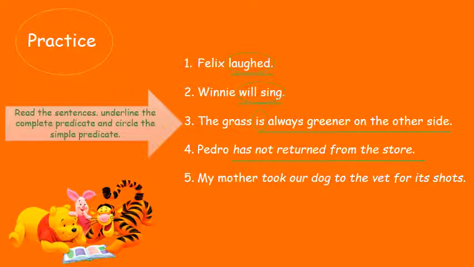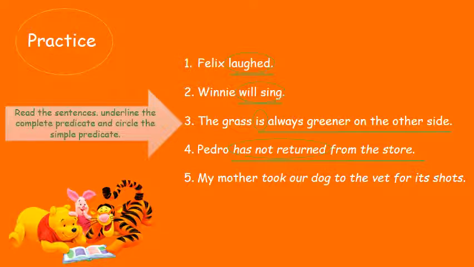What is the simple predicate here? Okay, "has returned," or if you want to say "has not returned," if you circle "not" among the verb, it's okay, but "has" and "returned" is the simple predicate. You might say "has" alone. No, because if you say "Pedro has from the store," do you understand if you remove "returned"? No, the main action is "returned." So I cannot circle "has" alone. I have to circle "has returned," or "has not returned." The same answer is correct.